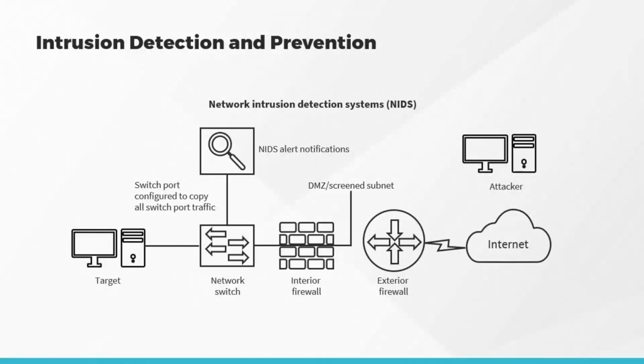Now we might have a network switch in which we've plugged in a network intrusion detection system. That means the switch port, of course, would be configured to copy all switch port traffic so that our network intrusion detection system would be able to see all of the traffic passing through the switch, and our intrusion detection system would then be configured with alert notifications if anything suspicious is detected. Bear in mind that what's suspicious for one organization on one network might be totally different than what would be considered suspicious or normal for a different organization. So these IDS rules need configuration and tweaking.